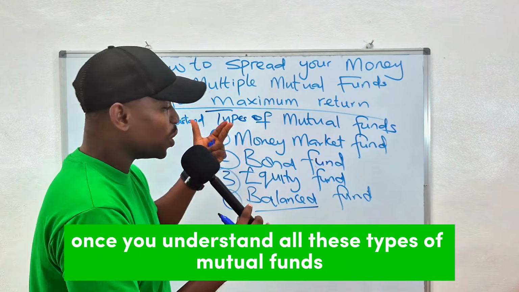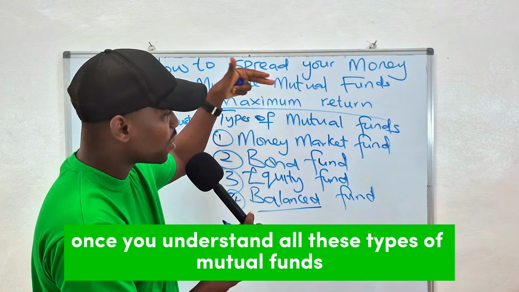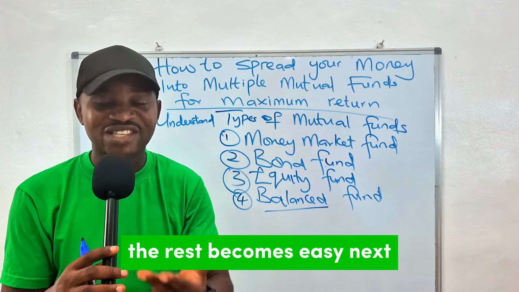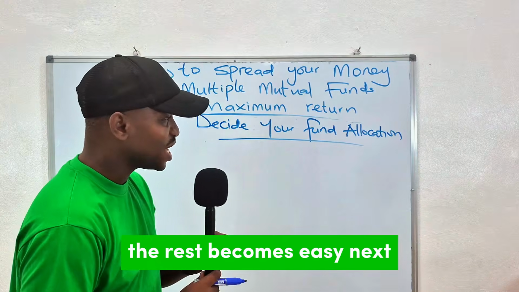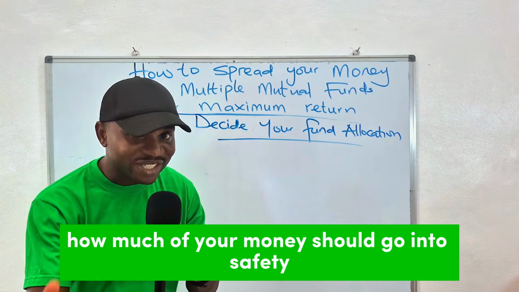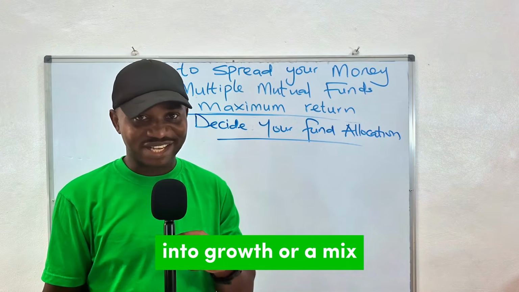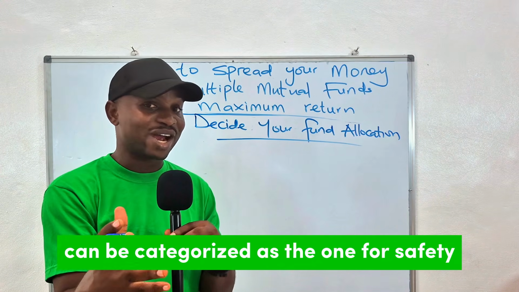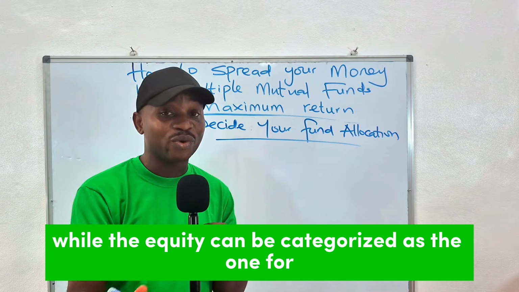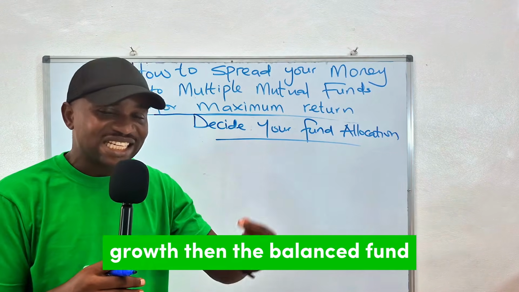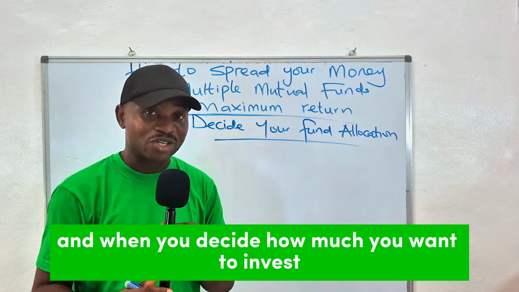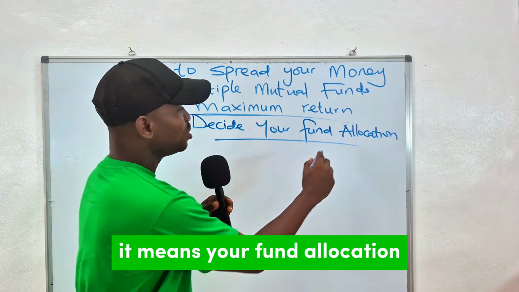You see, once you understand all these types of mutual funds that are available for you to invest into, the rest becomes easy. Next, you need to decide how much of your money should go into safety, into growth, or a mix. The money market fund can be categorized as the one for safety, while the equity can be categorized as the one for growth. Then the balanced fund, let's say that one is a mix. And when you decide how much you want to invest, it means your fund allocation.